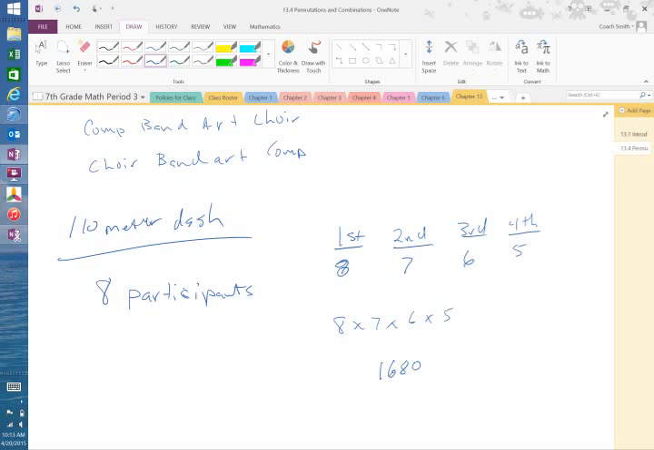Trying to think of another one here. See, there was one that I want to look at.